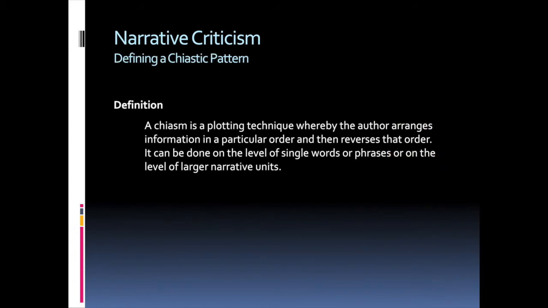Now, I want to suggest to you that Matthew has patterned these 5 sections and the 5 discourses in what's called a chiasm, in a chiastic pattern, chiastic being the adjective that's built off of chiasm. So I want to introduce what a chiasm is. It's a plotting technique that can happen on a very small scale, and then, as we'll see, at the structural level of a gospel too.